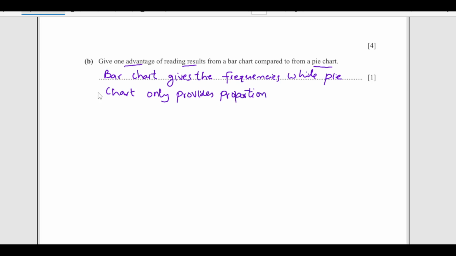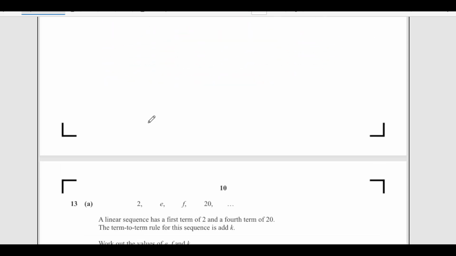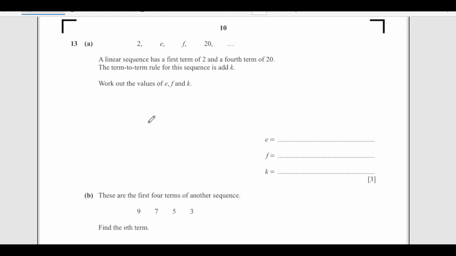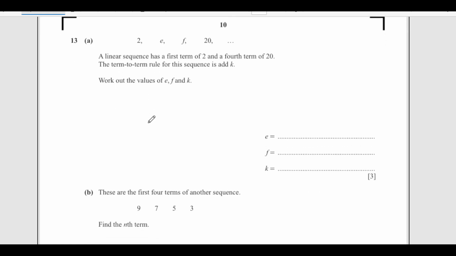So, from those proportions we cannot know the exact value directly, right. Now number 13, we are given a linear sequence that has a first term of 2 and a fourth term of 20. So, this is the first term and this is the fourth term.